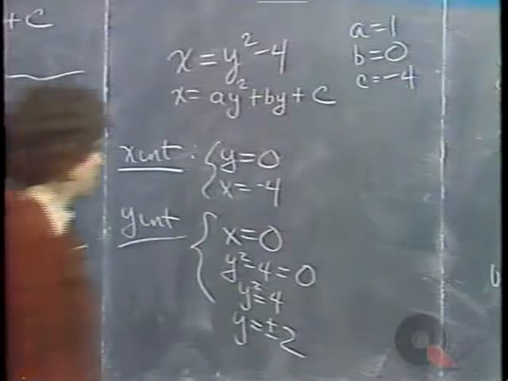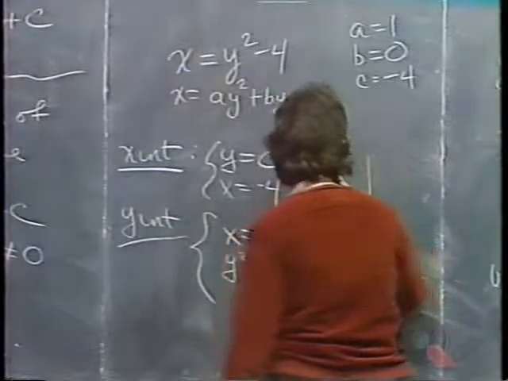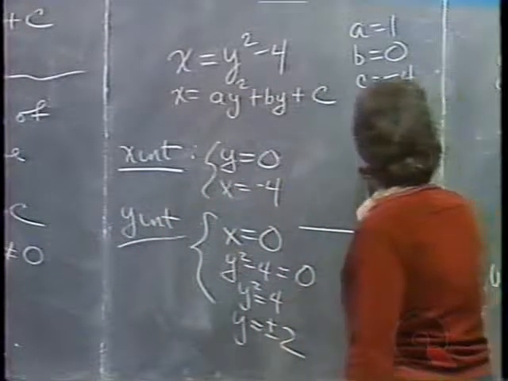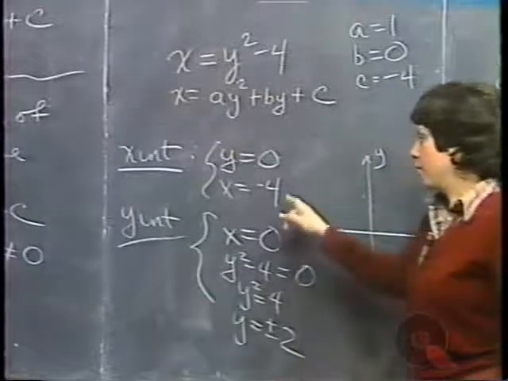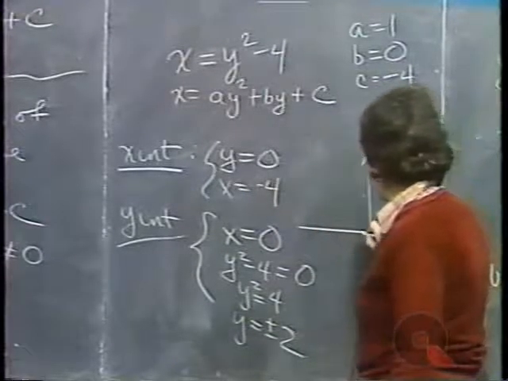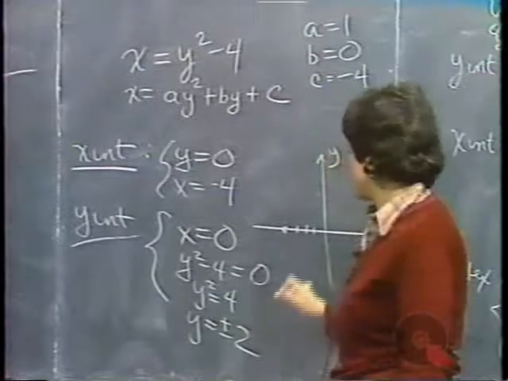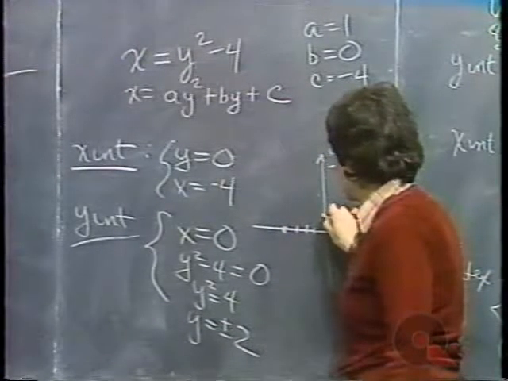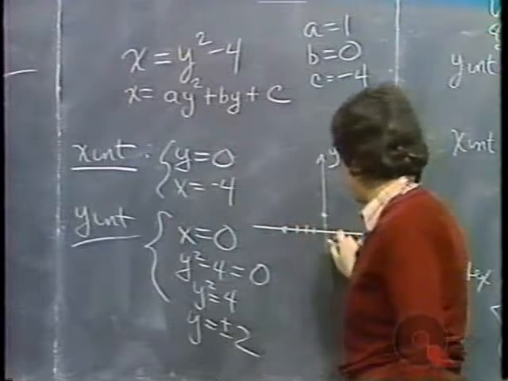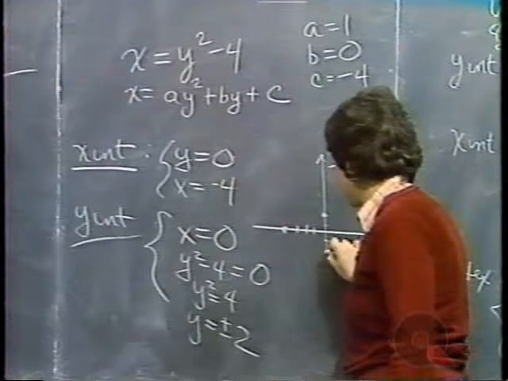Okay, so let's see what we have. We have minus 4, 0 is the x-intercept. 0, 2, that's one y-intercept. 0, minus 2, here we have the other y-intercept.